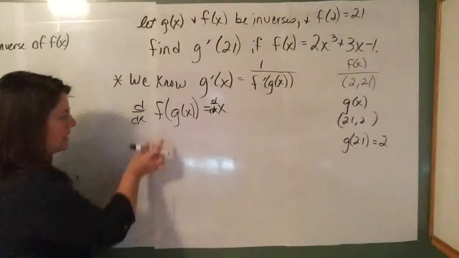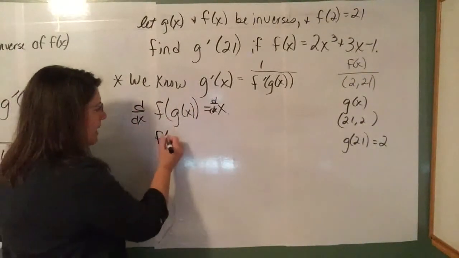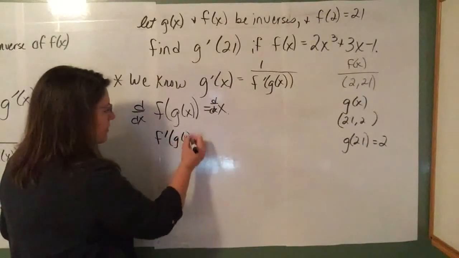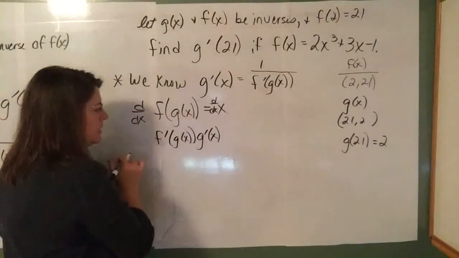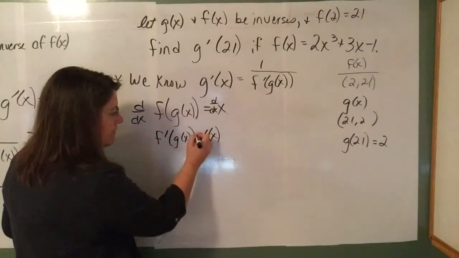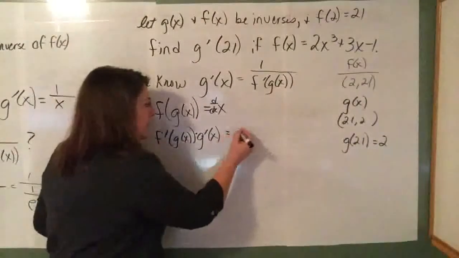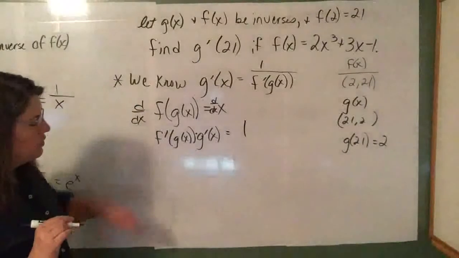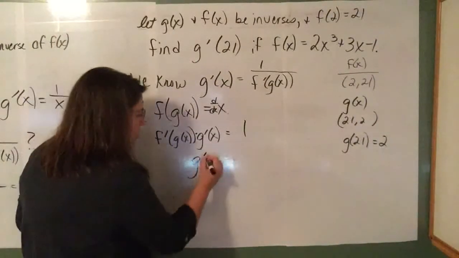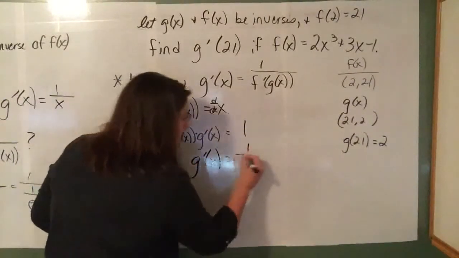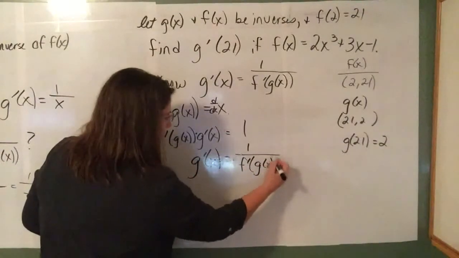So when I do that, I use the chain rule here. The derivative of f of g of x is f prime of g of x times g prime of x. We take the derivative of the outside function and multiply it by the derivative of the inside function. So those two are multiplied together. The derivative of x, the other side, is just 1. So if I'm trying to find g prime of x, I can then get g prime of x by itself, and that would be 1 over f prime of g of x.